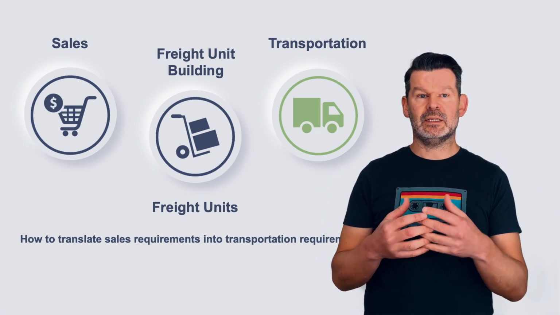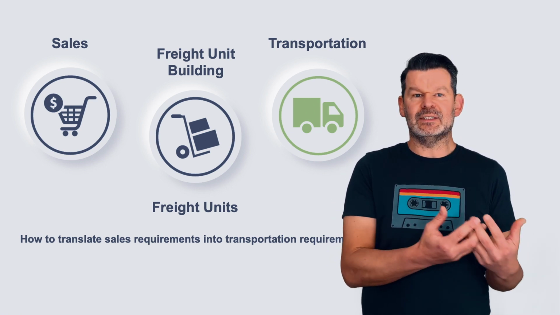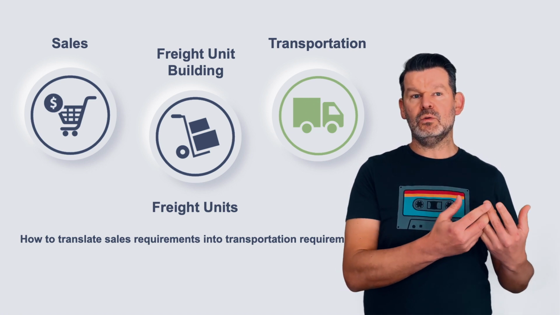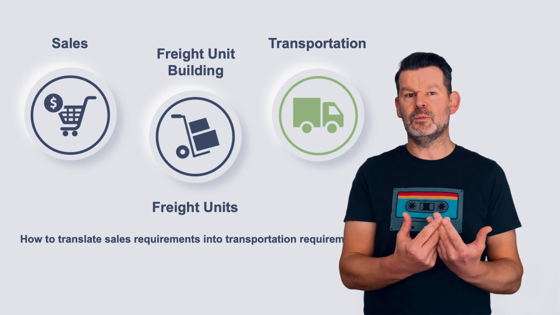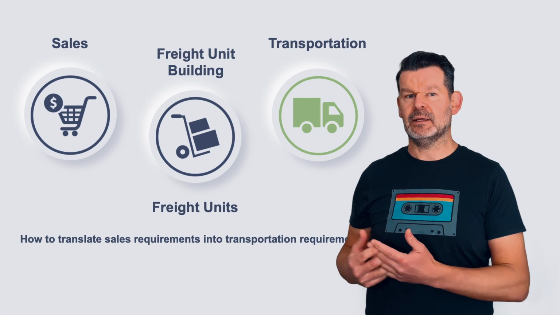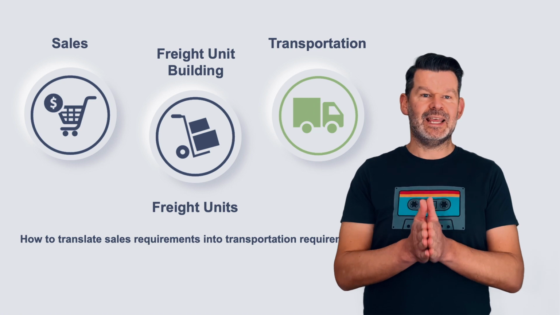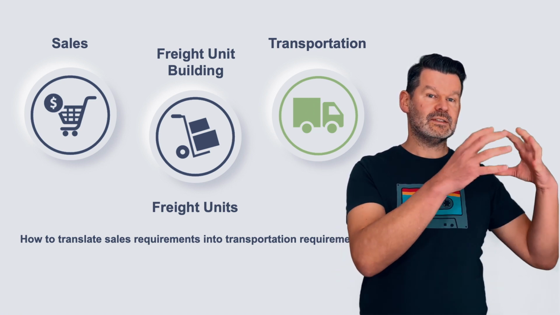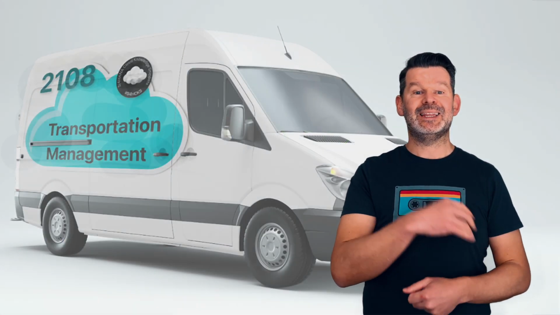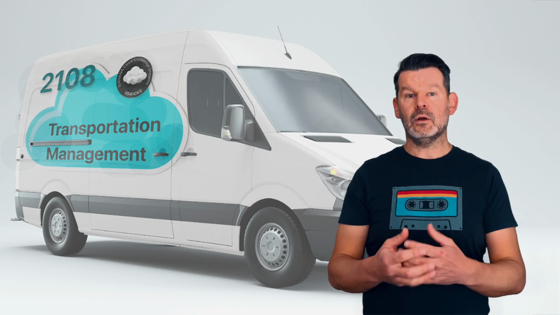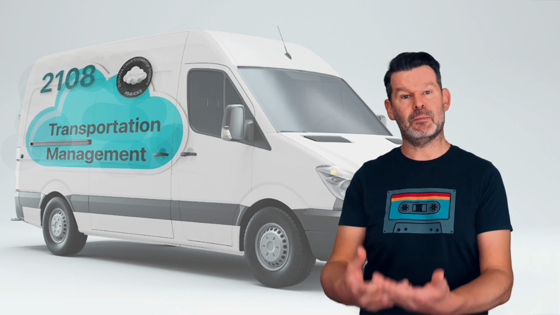In addition to that, TM out of the box does not work with the technical object that the sales order is. So we need to also translate that technical object of sales order into another object that TM will understand. And that object is the freight unit. So again, the freight unit building rule is there to make sure that once all of the settings and parameters of the freight unit building rule have been applied to the sales order, the output of that is going to be one or more freight units that will then be used in transportation management to carry out the planning.